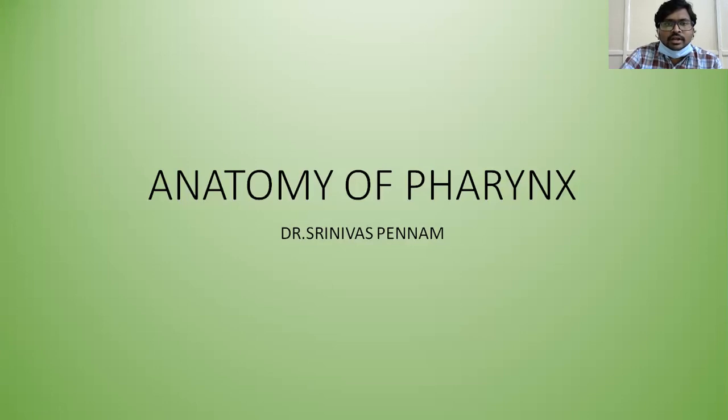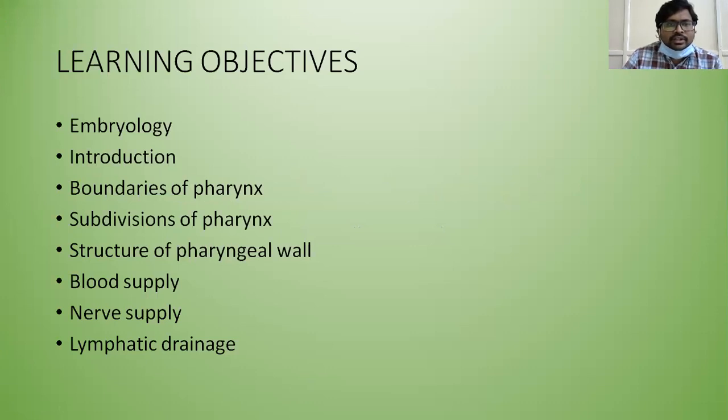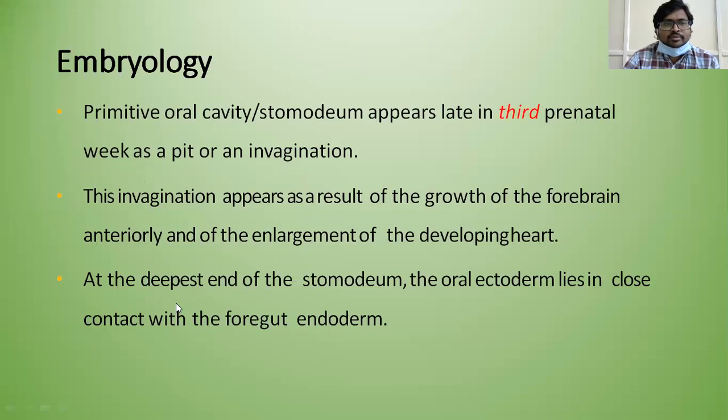Today, we'll continue the anatomy. In this topic, we'll discuss the anatomy of the pharynx. The anatomy of the pharynx will deal with the following objectives. We'll start with embryology, introduction, boundaries of the pharynx, subdivisions of the pharynx, structure of the pharyngeal wall, blood supply, nerve supply, and lymphatic drainage.